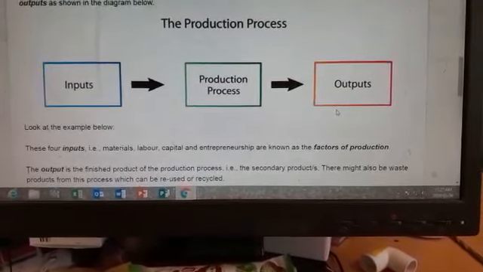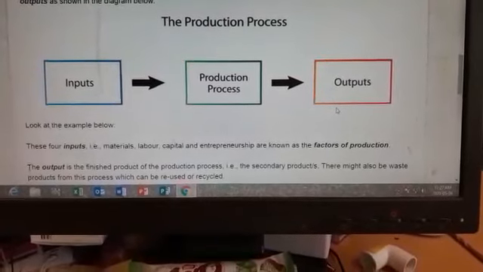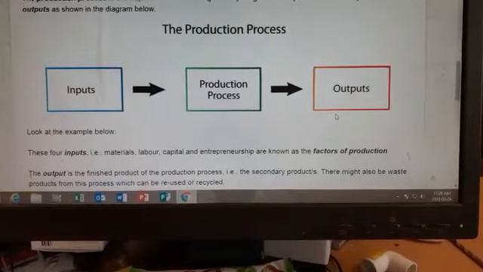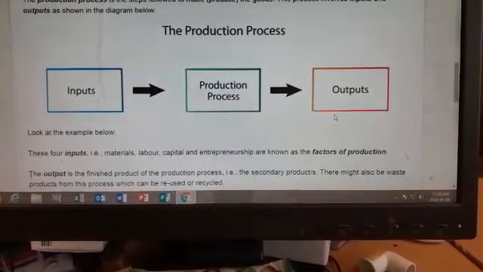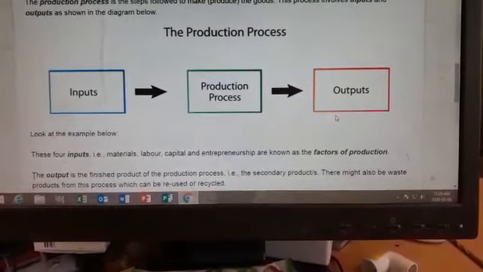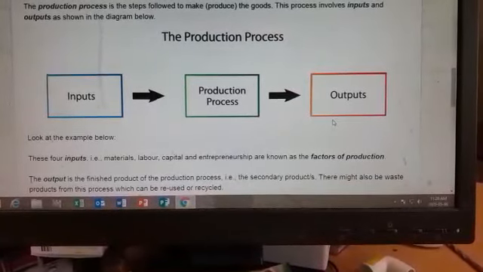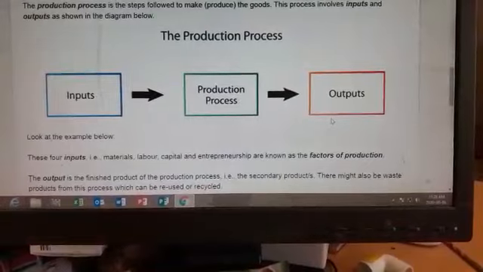The output is the finished product of the production process. For example, the secondary products that are produced from primary products. There might also be waste products from this process, which can be recycled, or they can be reused.